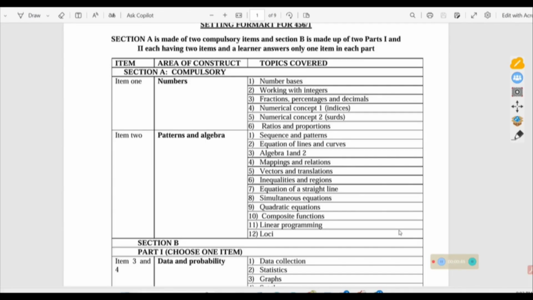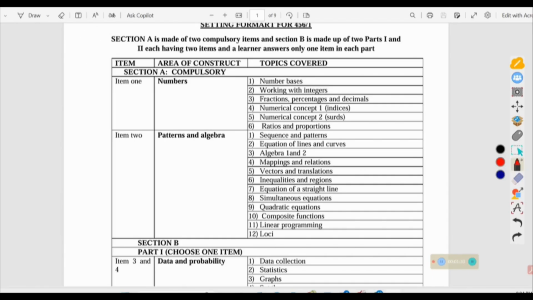We shall first of all talk about the setting format for this mathematics paper. This paper consists of two sections, that is section A and section B. Section A is made up of two compulsory items and section B is made up of two parts, that is part 1 and part 2. Each of these two parts have two items, and a learner is only supposed to answer only one item in each part.